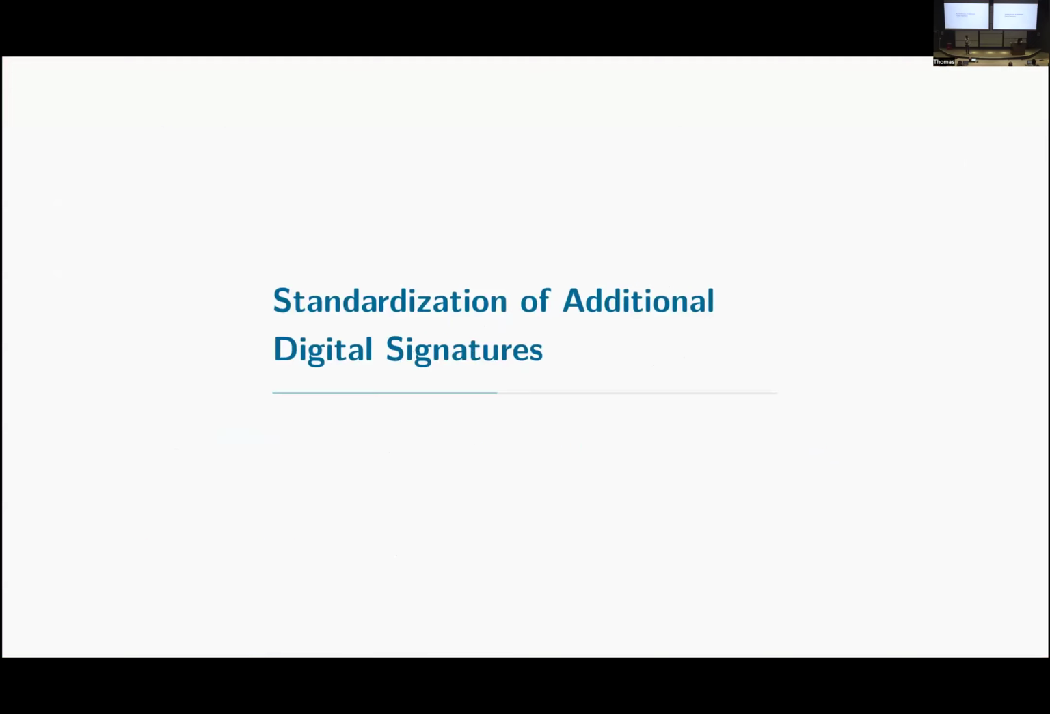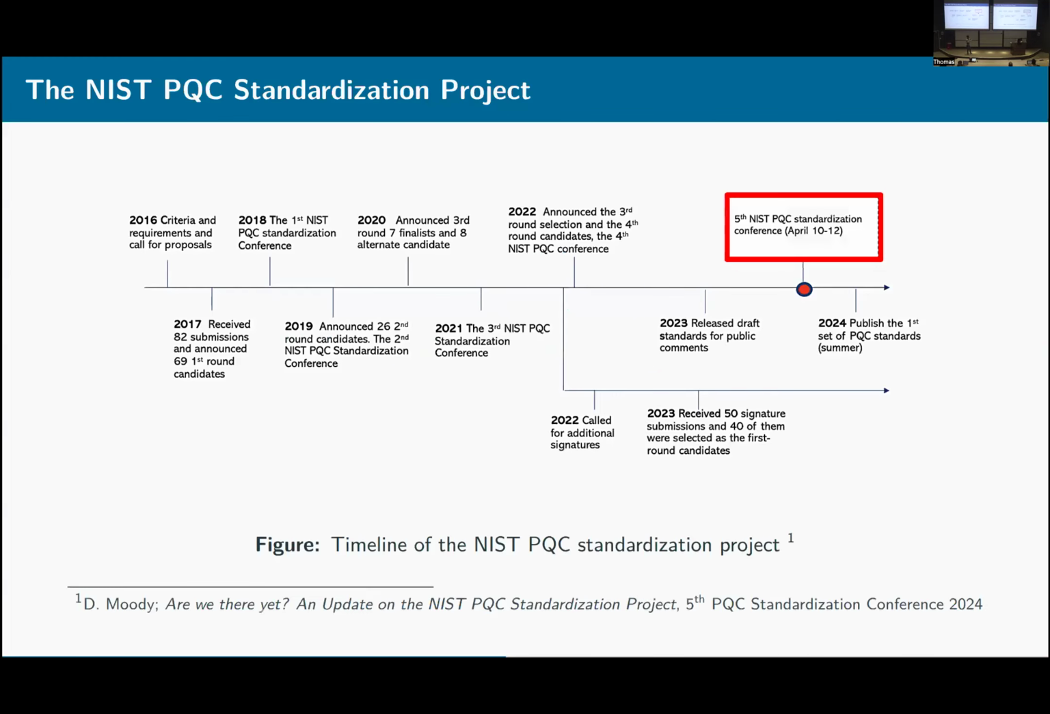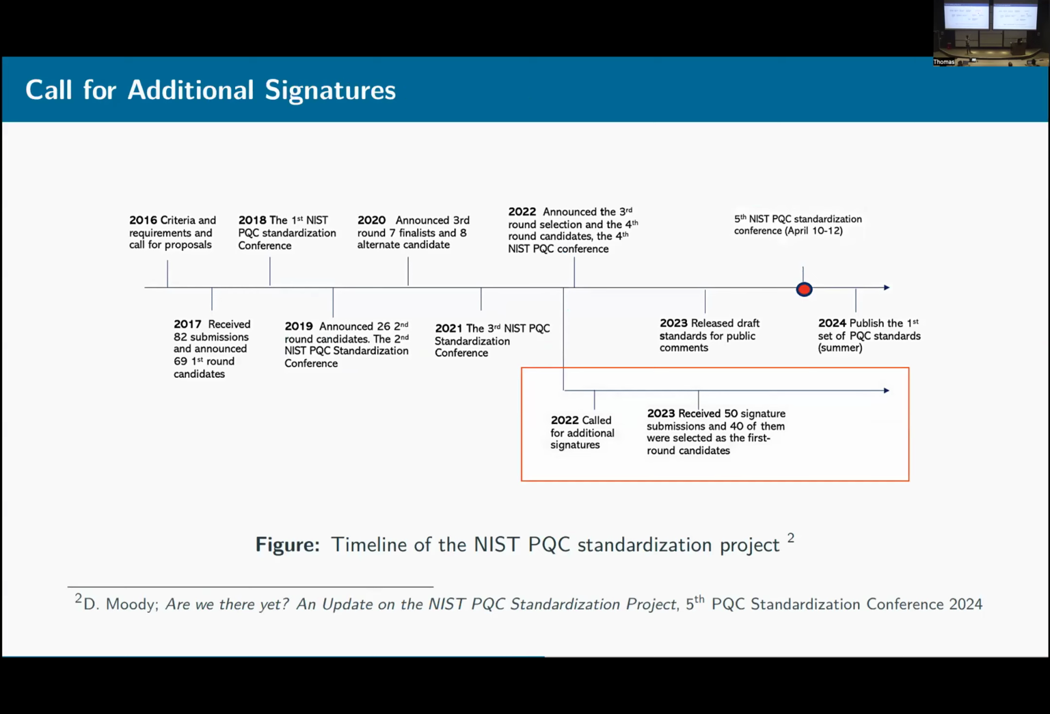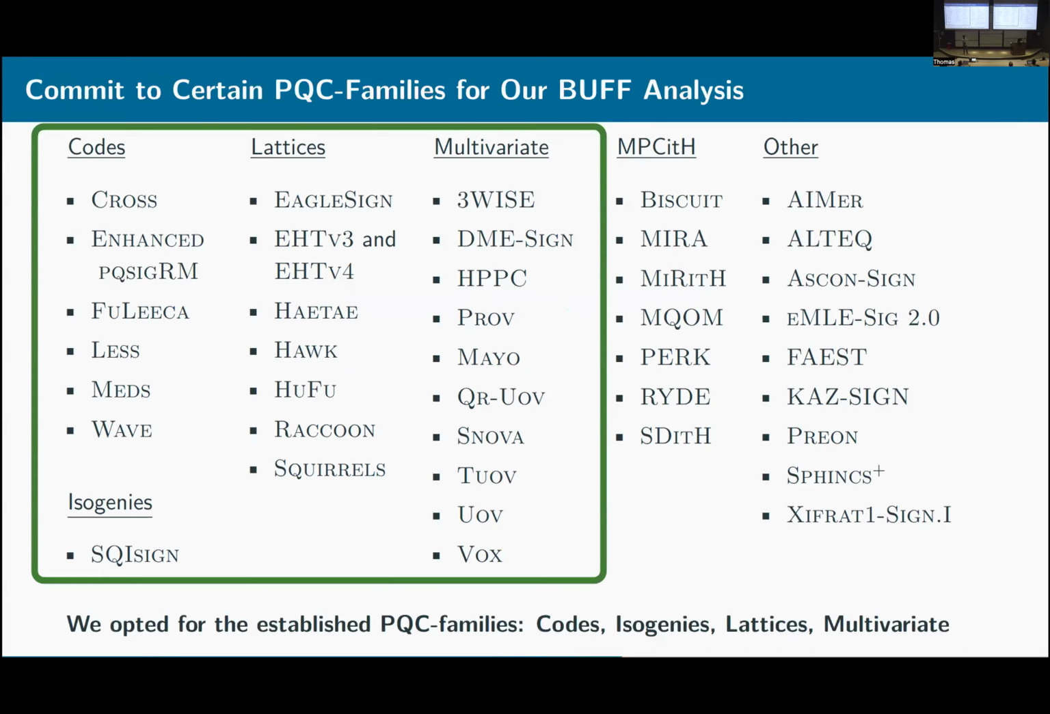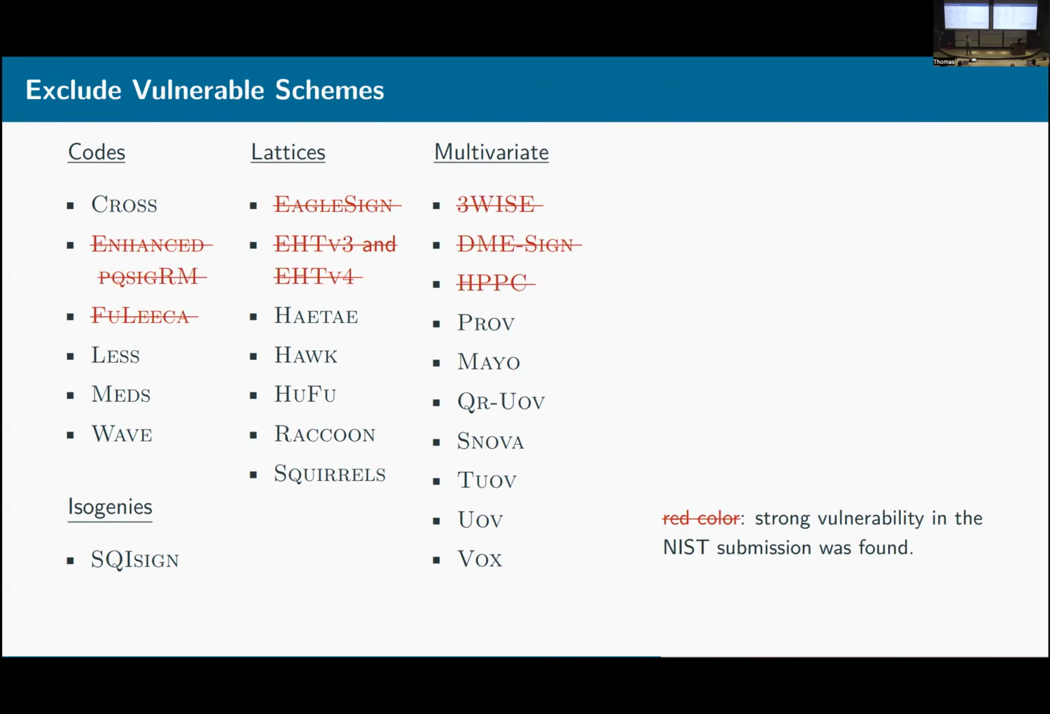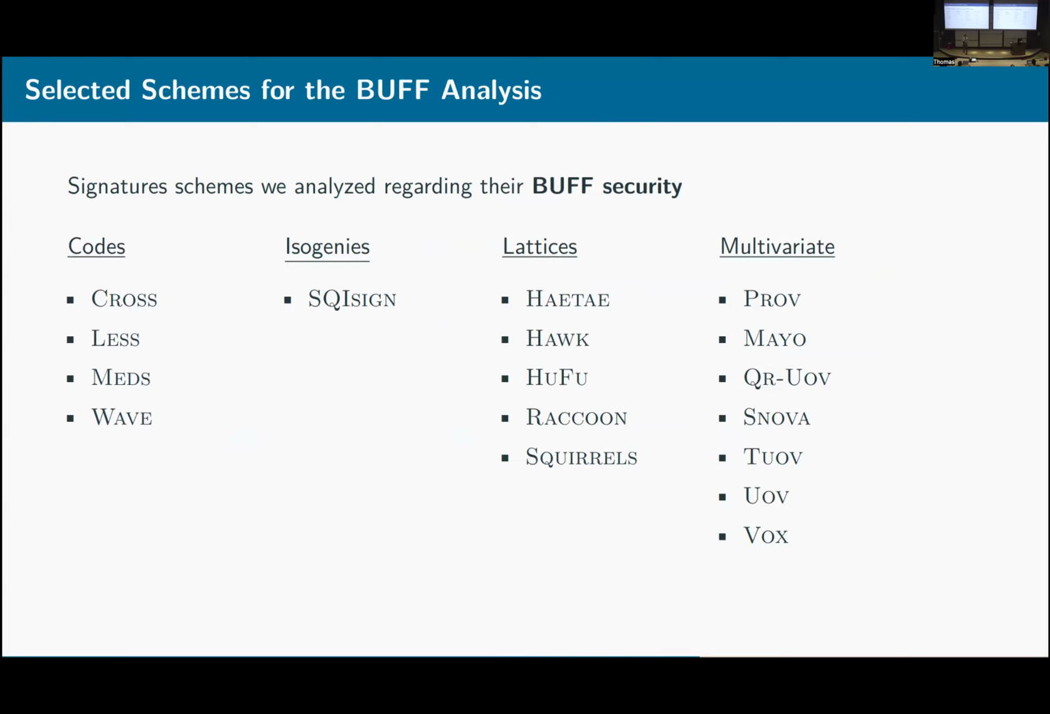So now we are at the stage to look into the NIST competition. You all know this competition, which started almost a decade ago, and we are interested mostly in the additional signatures, 40 of which have been announced last year as candidates. This is the full list. We did the analysis for all these, those schemes that fall into the families of codes, isogenies, lattices, and multivariate polynomials. Among those, some have been attacked. So this is the full list of the schemes that we have analyzed.